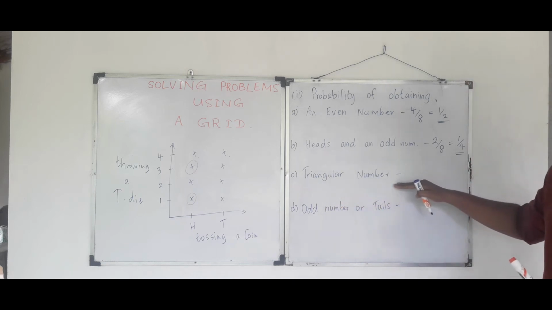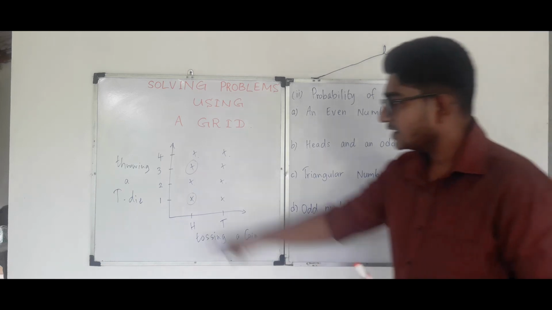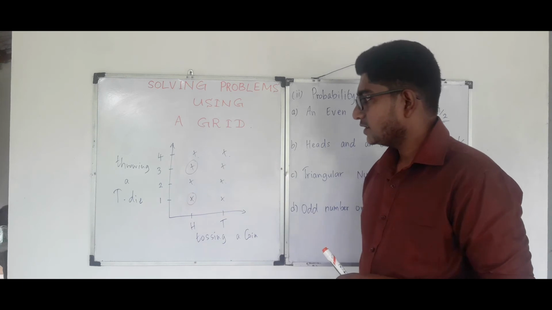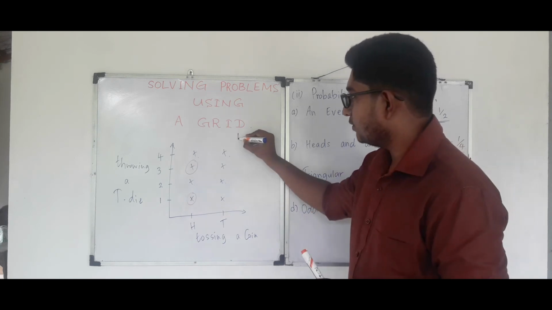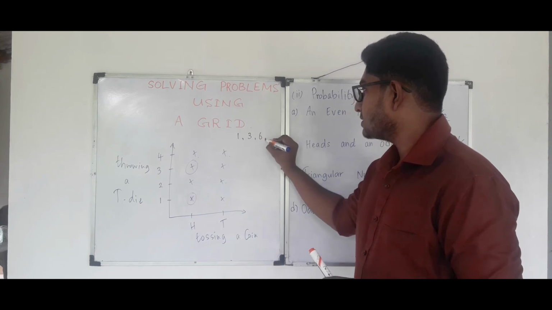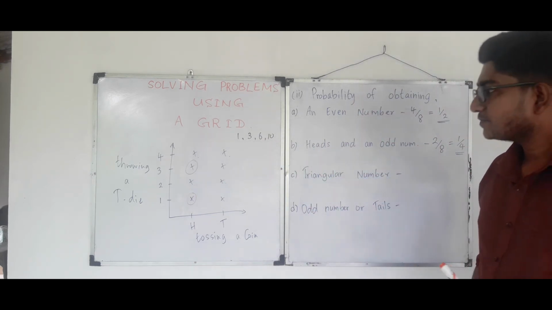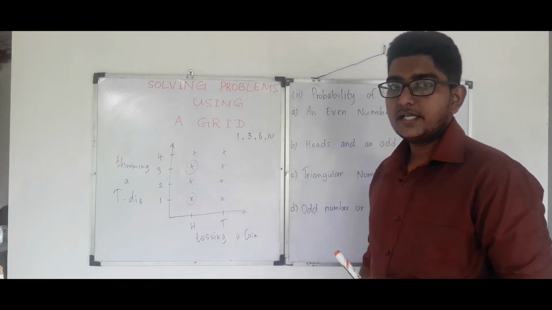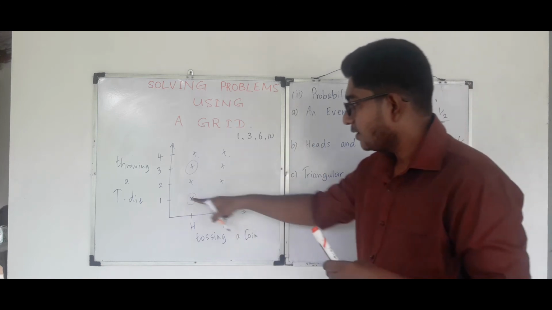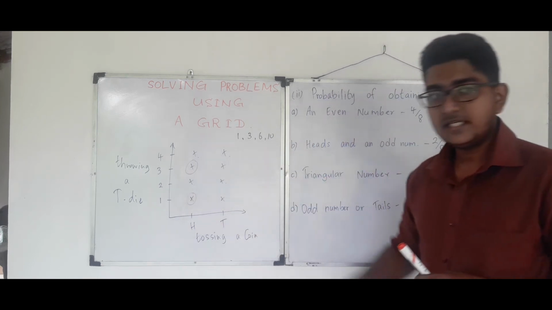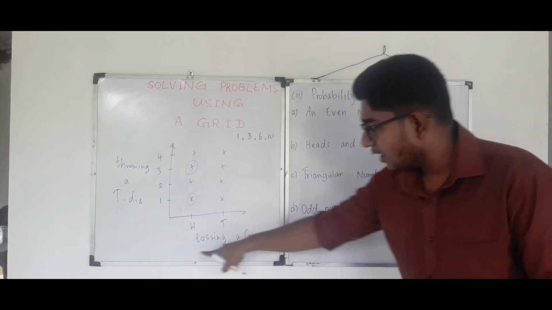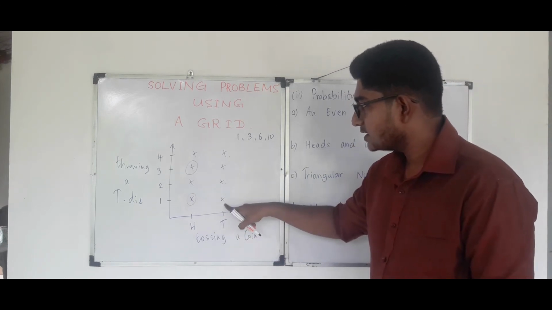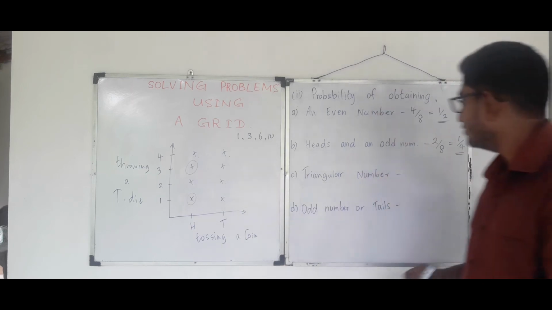Part C. Probability of obtaining a triangular number. So we have to consider only this axis because we have numbers only in that axis. So what are triangular numbers? 1, 3, 6, 10, likewise. 1 is a triangular number and 3 is also a triangular number. So we can obtain 1 with heads and 1 with tails because they are not mentioning anything about this axis, only triangular number. So we can have these two crosses and these two crosses, altogether 4.